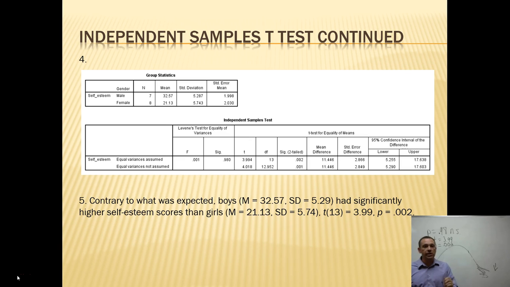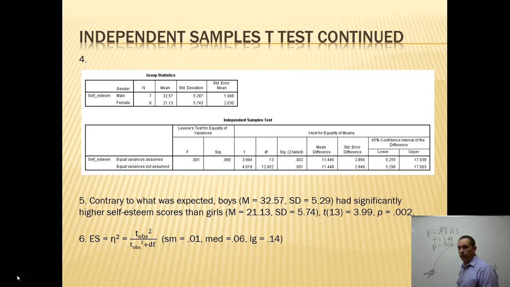In this case, it's a t with 13 degrees of freedom, and the t value is 3.99, and then the p value is equal to 0.002. Okay, so that is our conclusion. That's what we found. Now we want to go on and calculate our effect sizes.